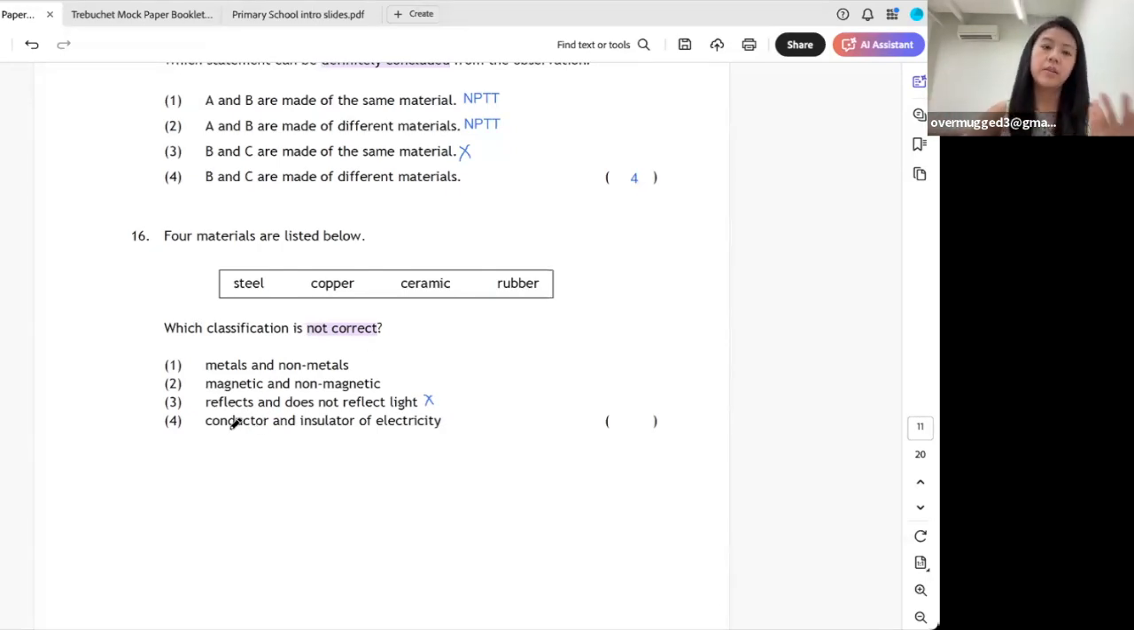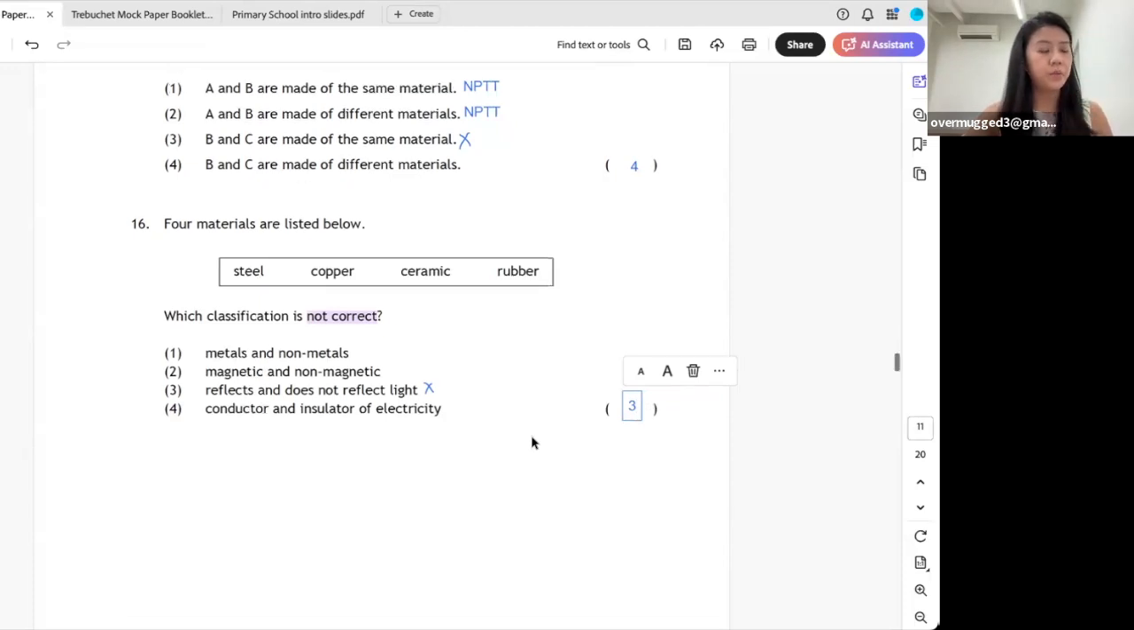On the other hand, if you look at the 4th option, conductor and insulator of electricity, metals are conductors of electricity, so steel and copper will fall under one group, ceramic and rubber will fall into the other group. So the classification that is not correct would then give us option 3.